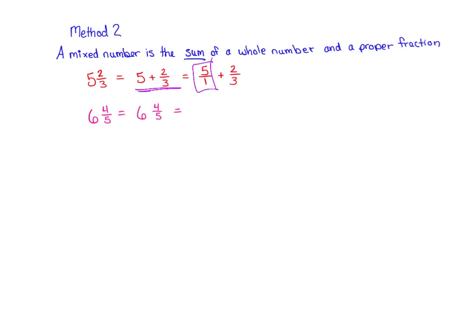What do I have to do to add these fractions? Have a common denominator. So out of 1 and 3, what do you think the common denominator is going to be? 3. So I don't need to change the 2/3, but what do I have to multiply the 5 over 1 by? 3 over 3, which is going to give me 15 over 3. 15/3 plus 2/3 gives us the answer, and that's where that came from.